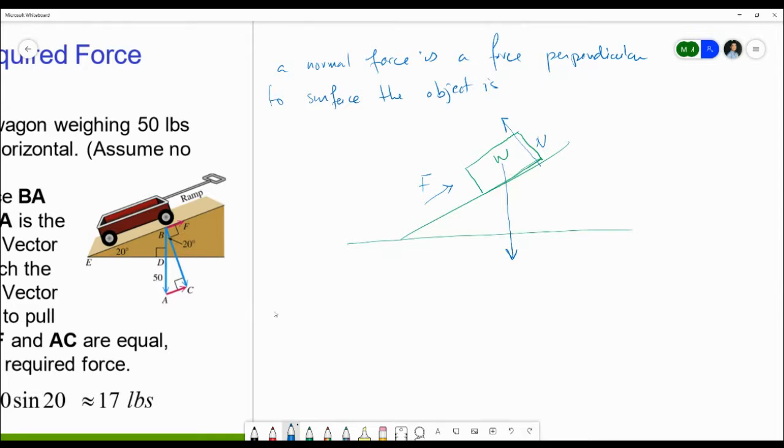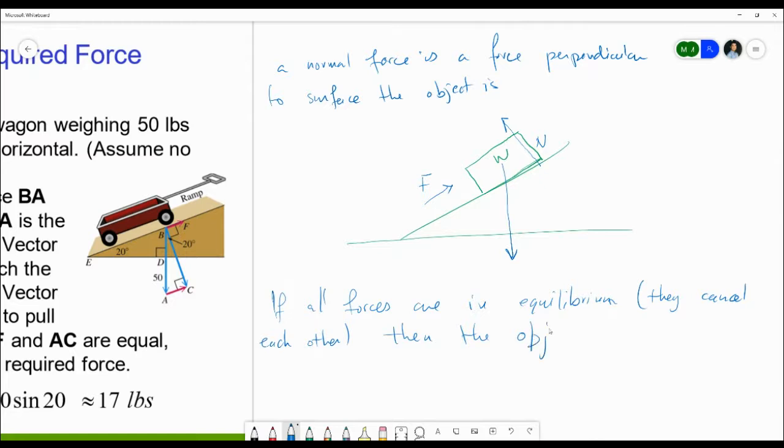So if all three forces are in equilibrium, which means they cancel each other out, then the object does not move.